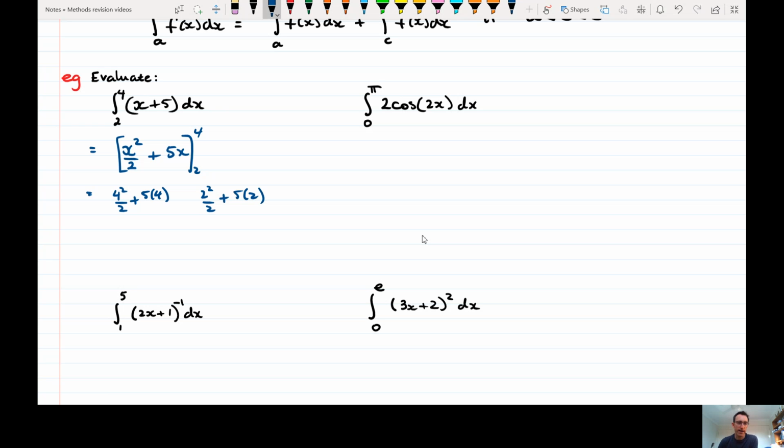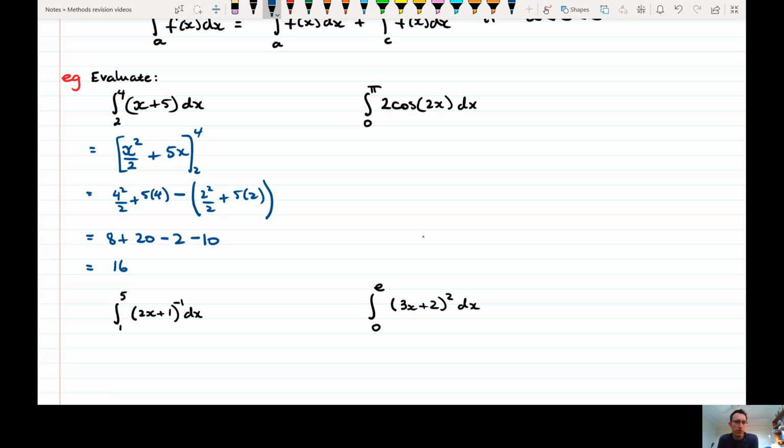Now, we're told to subtract, which means we'll be very careful and put brackets around the second part, otherwise we're going to make errors. So you get 4 squared, which is 16, divided by 2 is 8. 5 times 4 is 20, minus 2 squared is 4, divided by 2 is 2. 5 times 2 is 10. So notice now I've expanded this out and subtracted the 2 and the 10, so the negatives come from that. And then we finish it off by doing 20 minus 10 is 10, plus 8 is 18, minus 2 is 16. Now, if there's no area applied to it, 16 is sufficient.